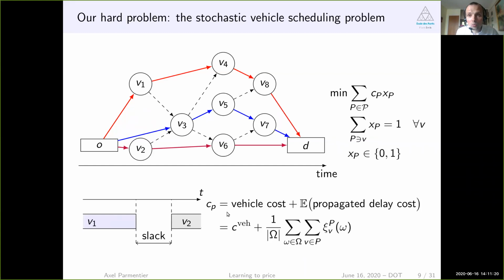So the cost we will have for our rotations will be a cost of having an airplane plus the expectation of the propagated delay. And this expectation of the propagated delay makes the problem very complicated, because to be interesting, you have to have many scenarios. And due to this slack, it's very nonlinear. And so how will we approximate that problem?